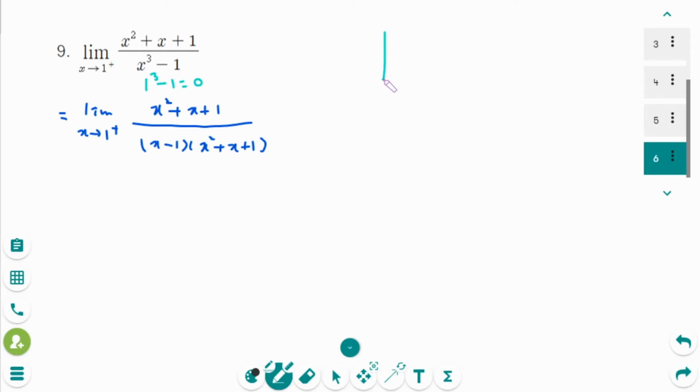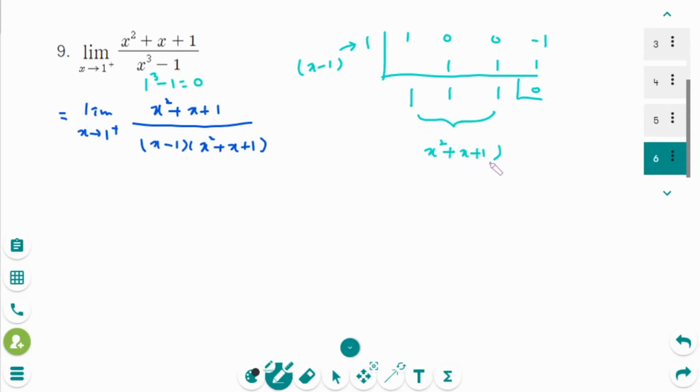So it's a synthetic division. 1, 0, 0, minus 1. So it's 1, which means x minus 1. So 1 down times 1, add 1, times 1, add 1, times 1, add 0. So that means x squared plus x plus 1. So here is x minus 1. Then we have the same answer.